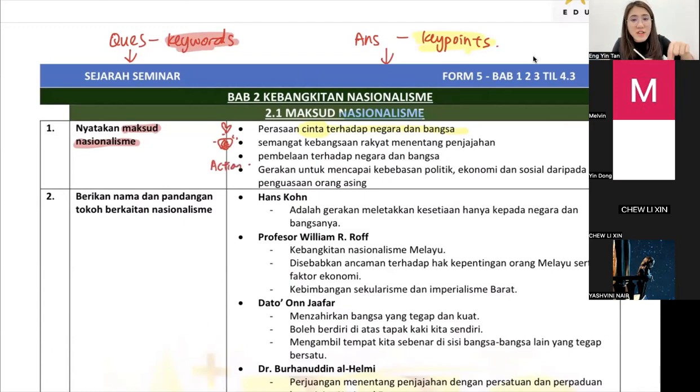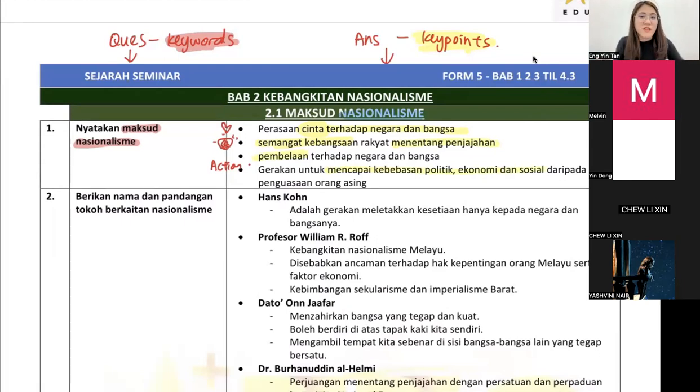So maksud nationalism, 4 marks here. You need to love the country. You must have the semangat. You know, your mindset must be semangat. Anti penjajahan, menentang penjajahan. And then you can see pembelaan means you do something. You perjuangan, you fight for your rights. So remember I told you, this involves actions.